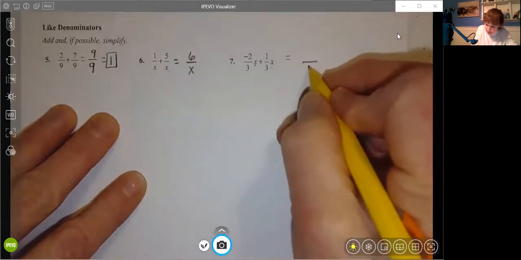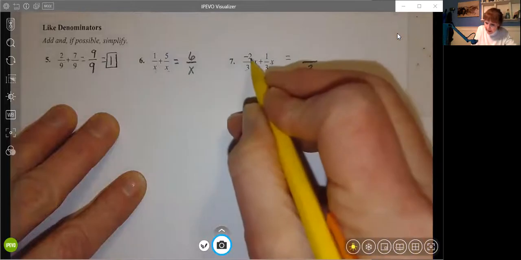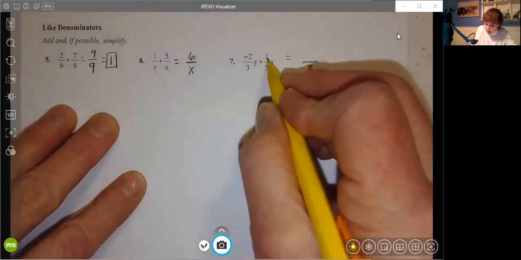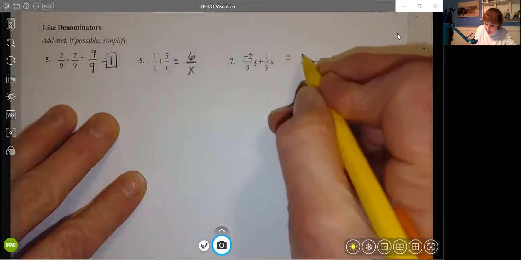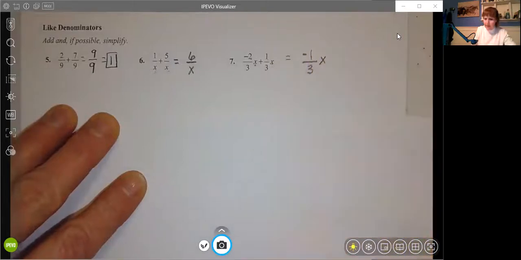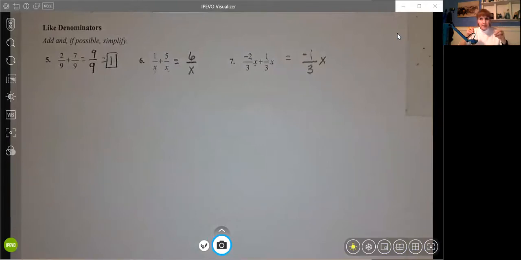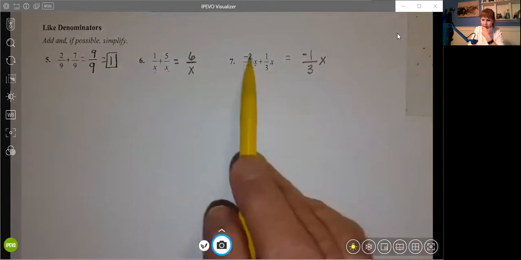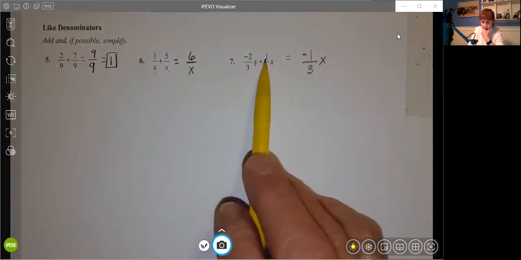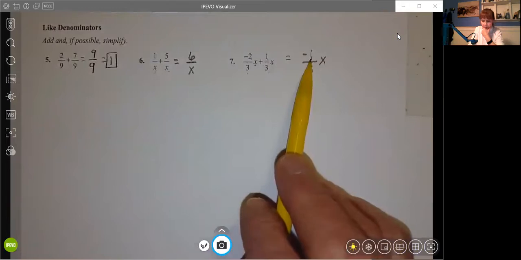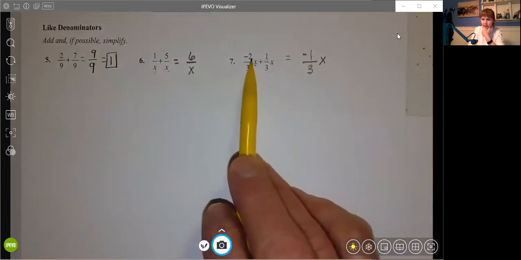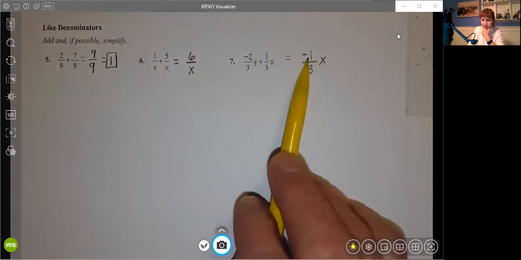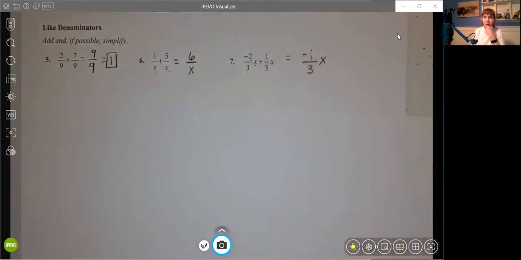We have thirds. We have -2 plus 1 is a -1. And you do have that x there. It would be like taking 2x plus 3x is 5x. So that x just carries along with it. So a -1/3 x. So you kept the 3, -2 plus +1 is a -1, because that 1 will take away one of those negatives, but you still have another negative left. And then the x just goes along with it.